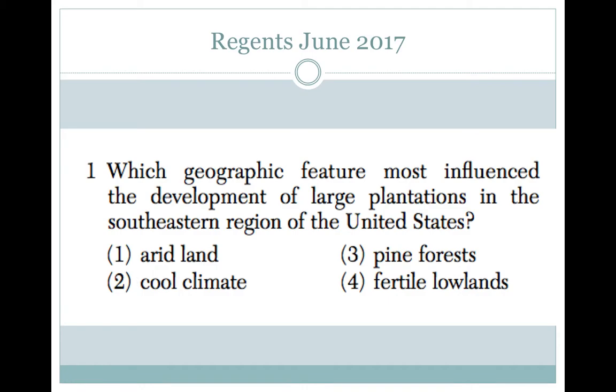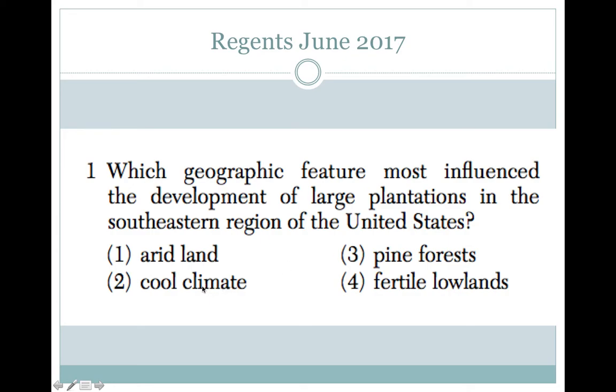June 2017. Which geographic feature most influenced the development of large plantations in the southeastern region of the United States? Similar to the other question that they gave us. But now they've changed up the options. So arid land. I don't know about that. Cool climate. Does the cool climate apply to the South? Probably not. Pine forest. Well, we know the forest is a little bit on the north side.